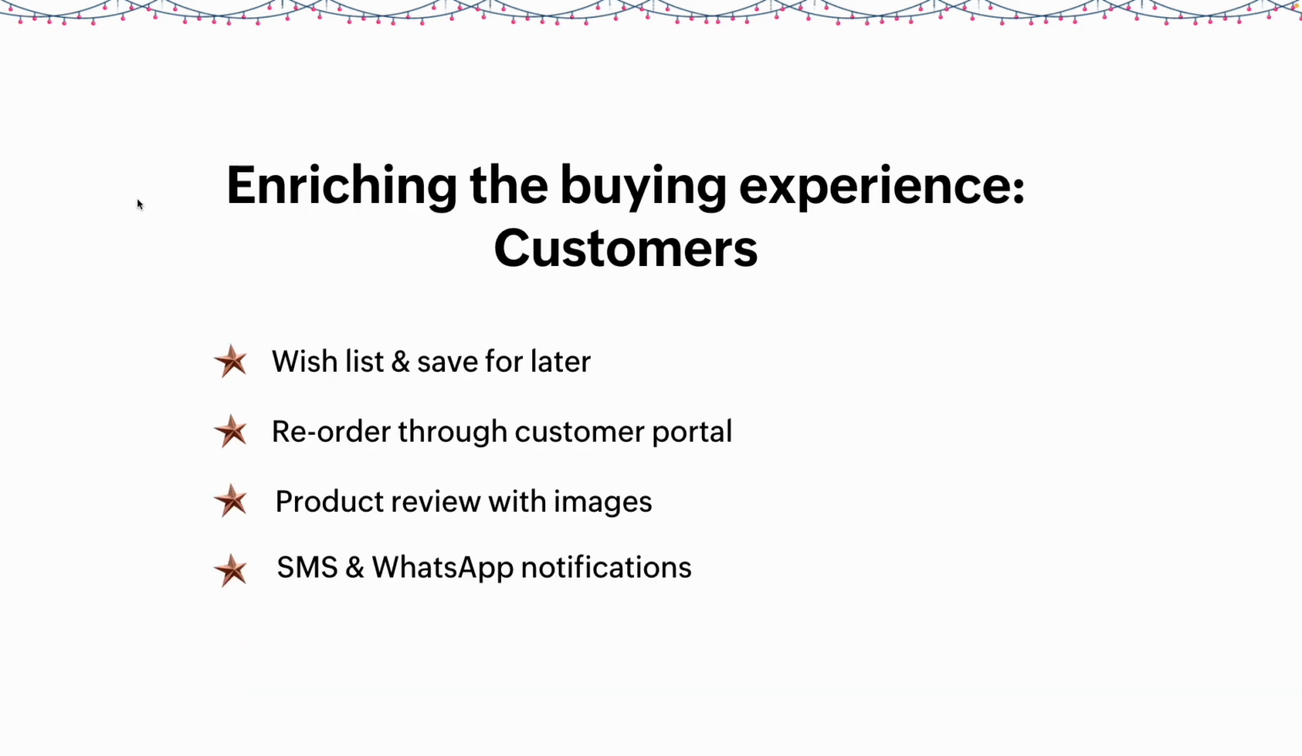So from an end user perspective, what are the things that they will be able to see? So wish list and save for later is something we are introducing. And once when a customer logs in and purchases, if they want to reorder things, we are also bringing in a reorder through customer portal. They can now give you reviews along with the images. And now we have only email notification that goes out for purchase journey. So now we are also introducing SMS and WhatsApp notification as well.